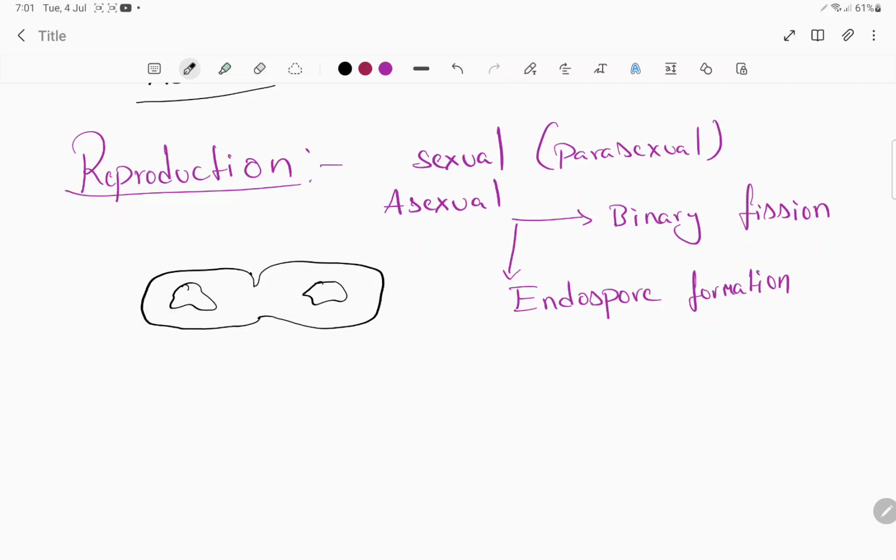Okay, so the sexual reproduction, this process we call conjugation. It is the transfer of genetic material with the help of sex pili.